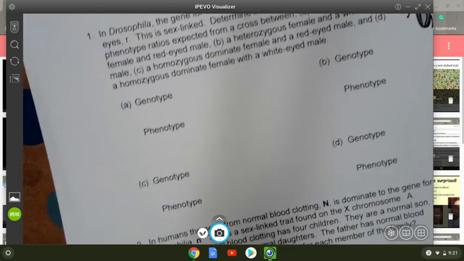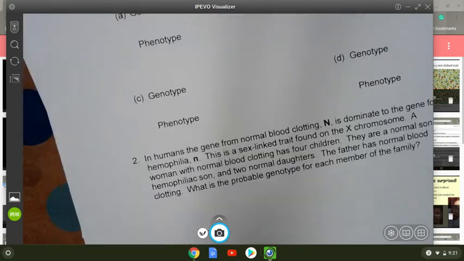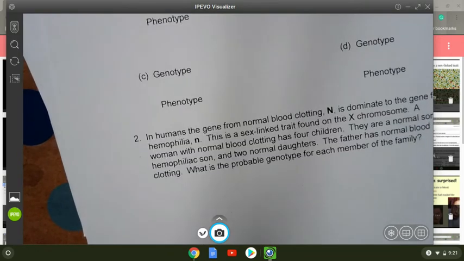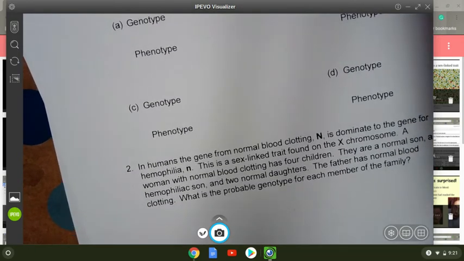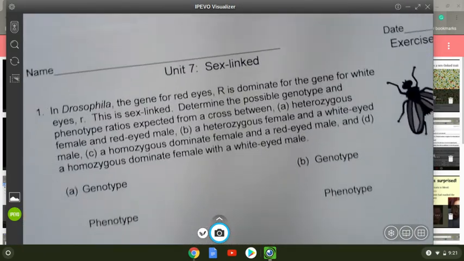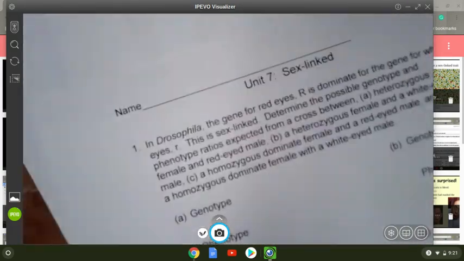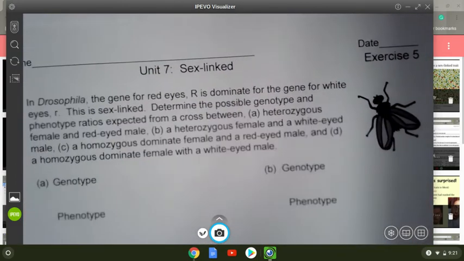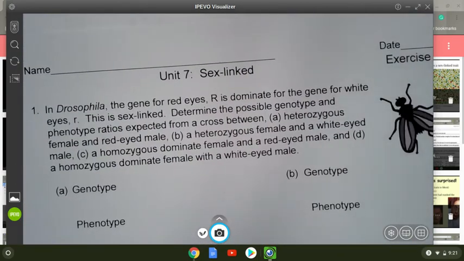Today we are going to look at how to write Punnett squares that are sex-linked and how to fill them in and find the information that we need to find in order to do our work. So as soon as I get this camera fixed, we'll get started.